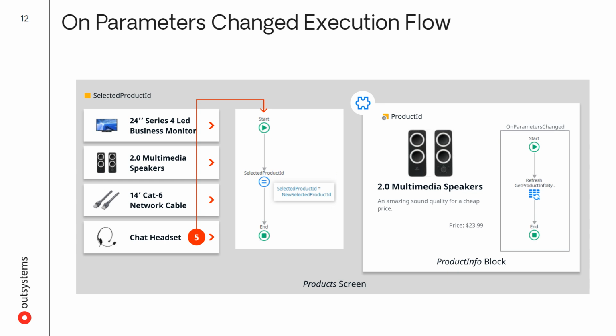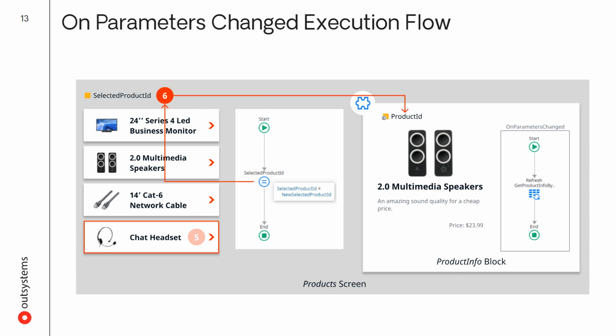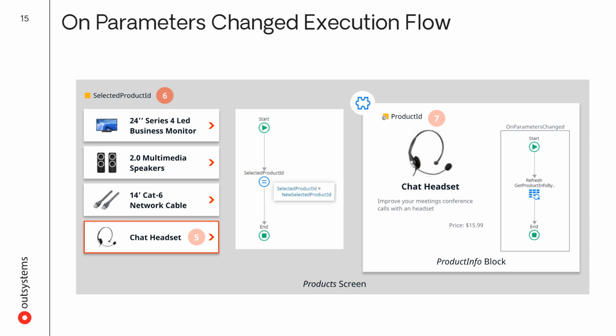So, what would happen if the user selects another product in the screen? The logic associated with the click will execute, and the local variable will once again update, which in turn will affect the input parameter of the block. Changing the value of the block's input parameter will trigger the onParametersChanged event again. The handler executes, and the product info updates, in this case for the headset. And this is how the onParametersChanged event flow works at runtime.